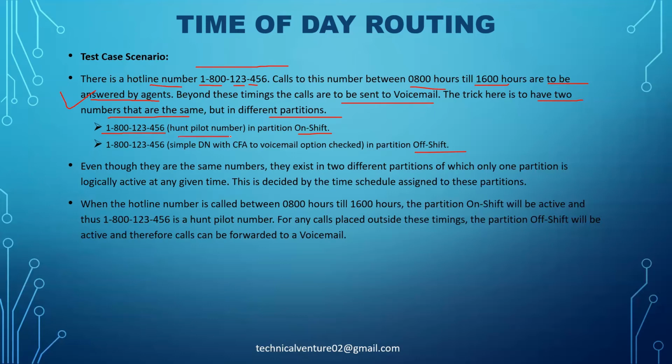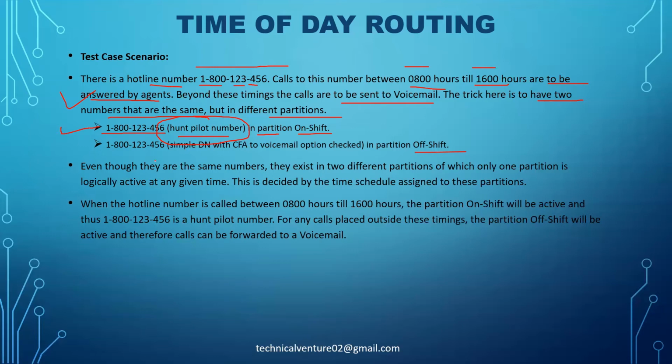So what we will do, we are using 180012345 as a hunt pilot number in partition on shift. So why are we using this hunt pilot number here? Because if somebody is calling between 8 to 4, it's not like there is only one agent in our environment. We are saying calls should be answered by agents. If somebody is calling on this number, and if this is a direct number, then that will go to only one agent. So that's why we are creating a hunt pilot, like we are doing the hunting here.